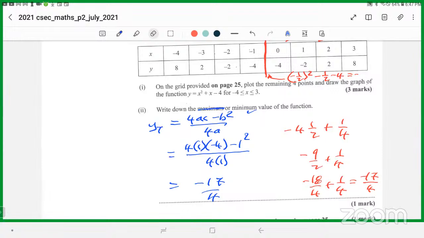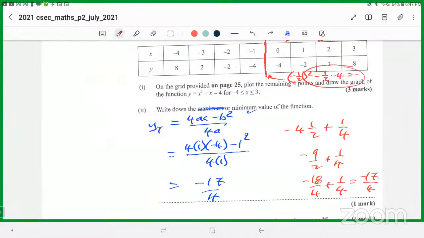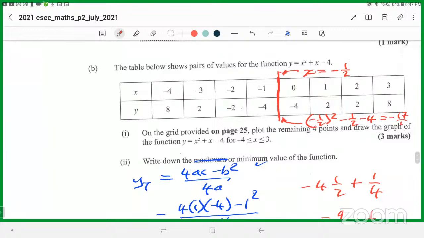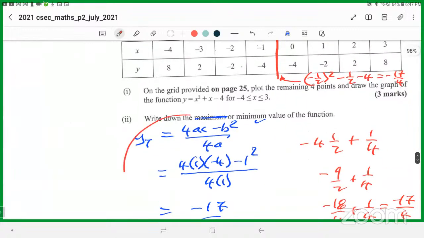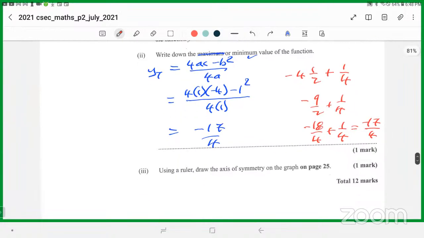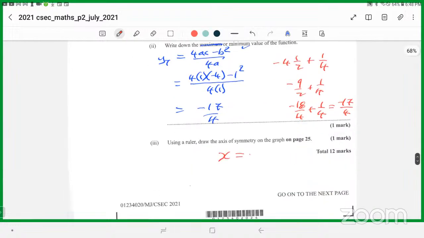All right, this up here is what I worked out. This is what I worked out down here. It became negative 17 over 4. But if you want to calculate it using the y_T formula, that's fine. You must know that your minimum value is the y_T value. All right, so this is the answer right here. It says, using a ruler, draw the axis of symmetry. The axis of symmetry is this, right down the middle here, so x equals minus a half.